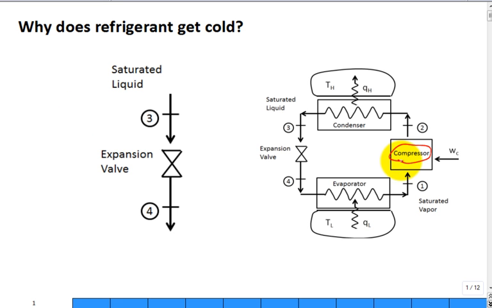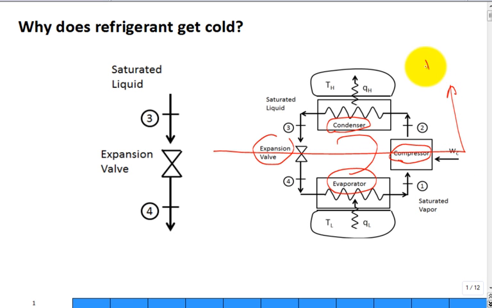The refrigerant goes in a loop. It goes from the compressor to the condenser, through an expansion valve, and through the evaporator. We know that we have a high pressure side. Pressure is high here, and the pressure is low there.